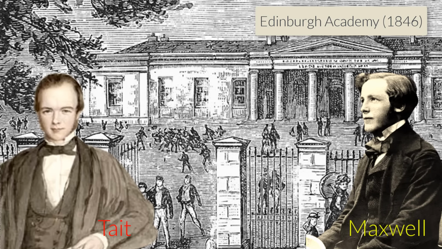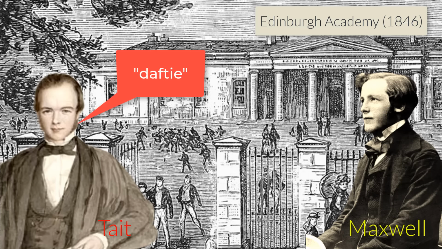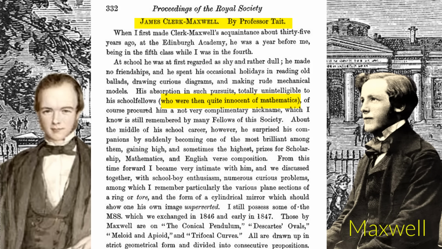When Peter Tait met James Clerk Maxwell at a prestigious high school called the Edinburgh Academy in 1846, 15-year-old Tait agreed with his classmates that Maxwell was an odd duck. Tait even joined his classmates in calling Maxwell daft or dafty, meaning crazy. Tait said that the big problem was that he and his classmates were quite innocent of mathematics, and Maxwell's absorption in such pursuits caused the other students to avoid Maxwell, so that Maxwell made no friends.